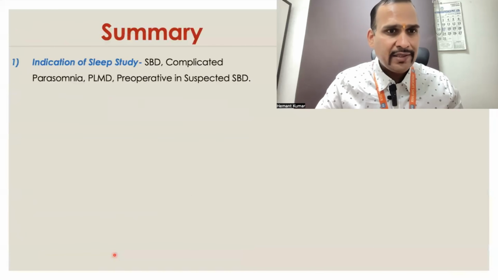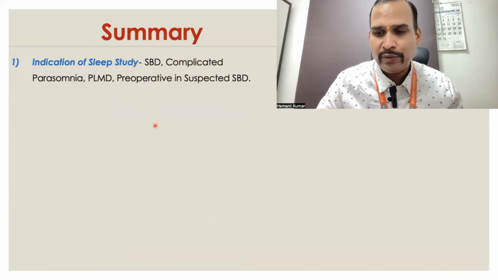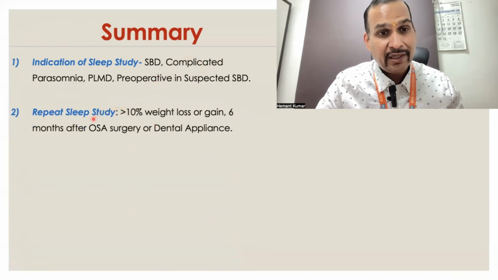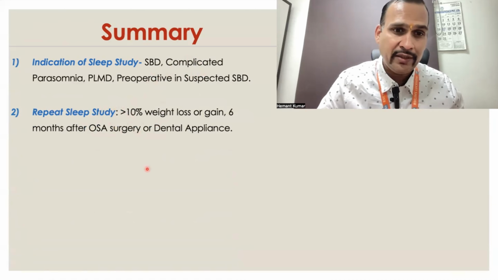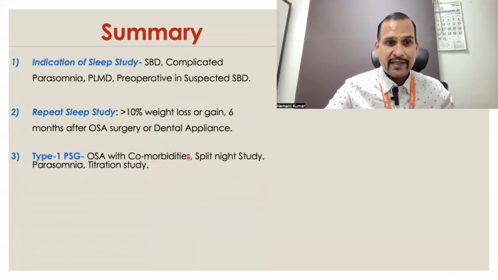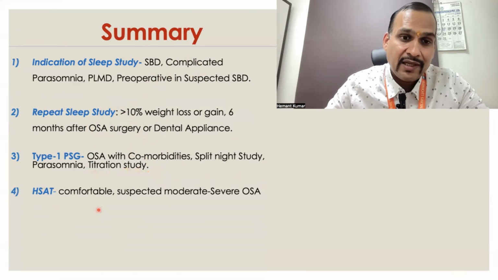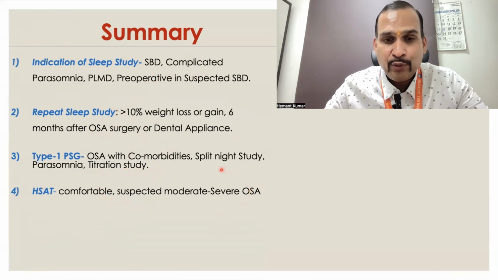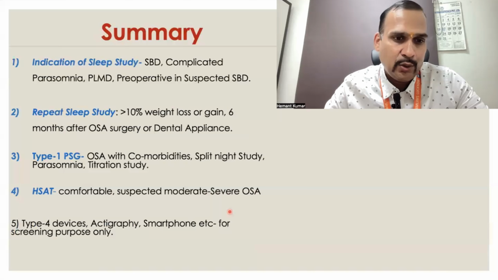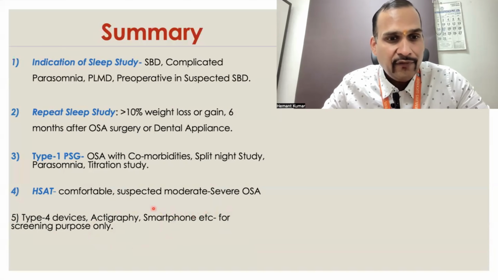So, to summarize, the indications of sleep study, I told you: sleep breathing disorder, complicated parasomnias, before surgery, repeat sleep study after 10% weight loss or gain, after surgery, dental appliances. Type 1 studies when patients have comorbidity, split night study, titration study, parasomnias. Home sleep testing is comfortable, but we have to do it for moderate to severe OSA only. Type 4, like actigraphy, smartphone, Apple phone, is for screening purpose only, not for diagnosis.